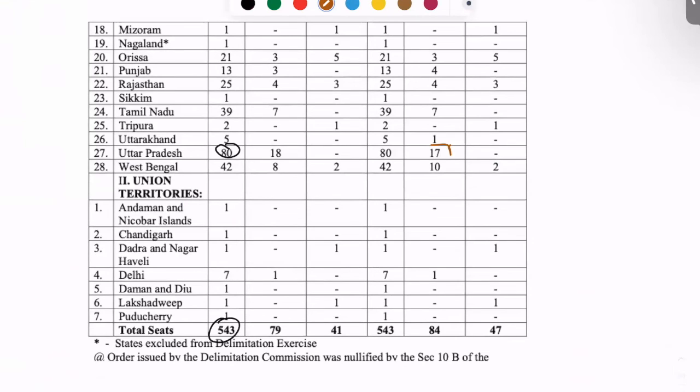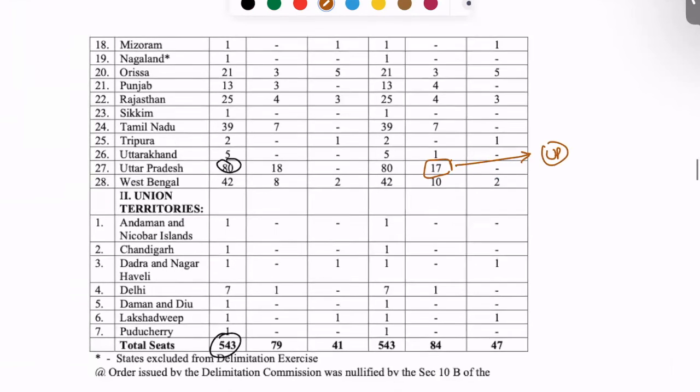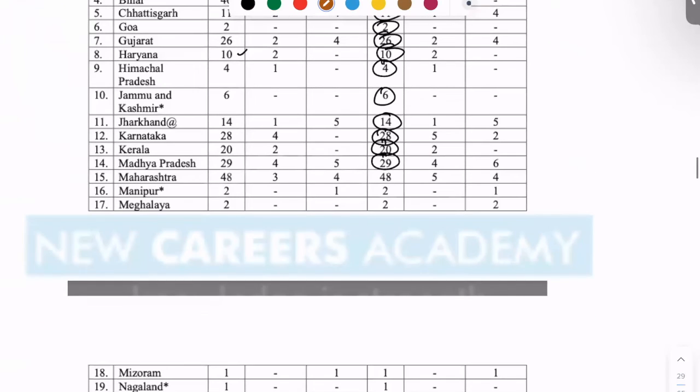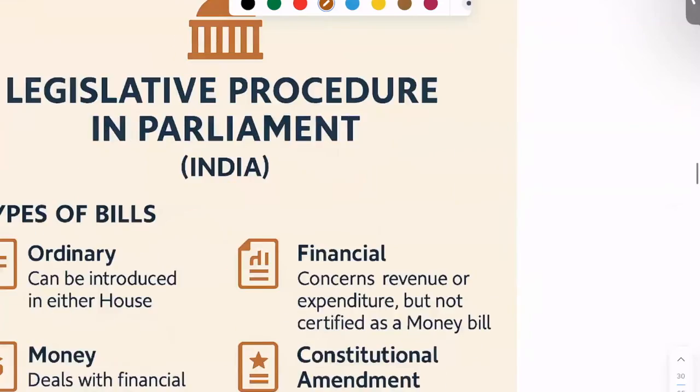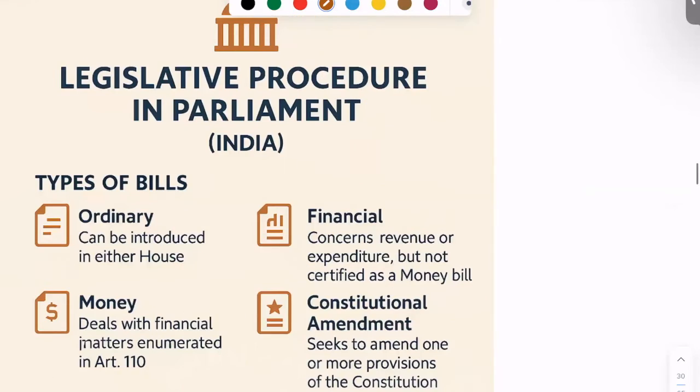Where are there the most seats for Scheduled Castes? Is it clear? For tribals, where is it the most? Madhya Pradesh. So you'll have to go through this chart. Is it clear? Just to get through it. Such a question will come. Next, legislative procedure in Parliament.